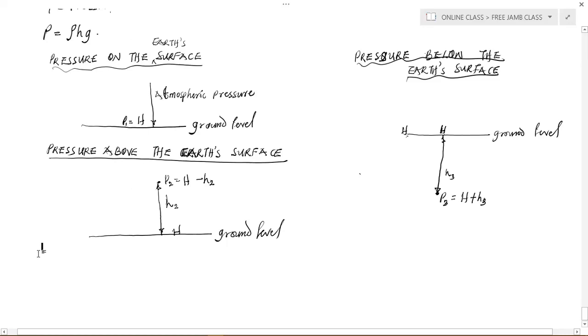If it is a manometer, let's see what happens. When you use a barometer or manometer anyhow.